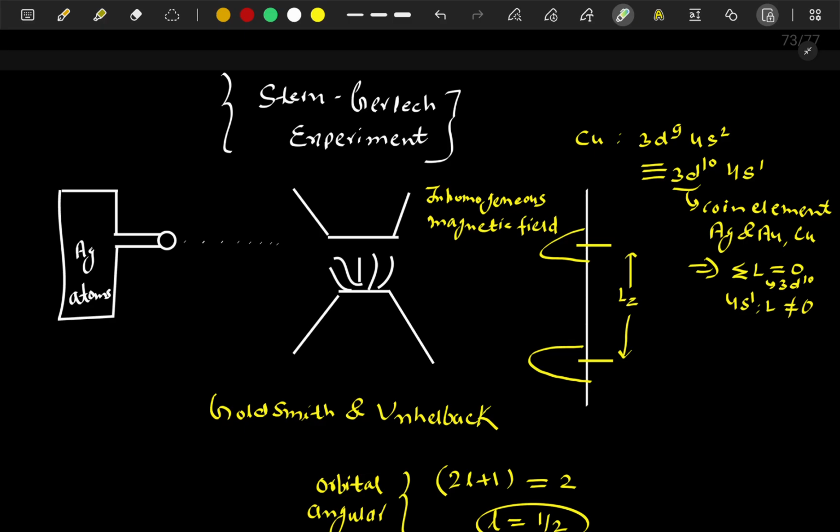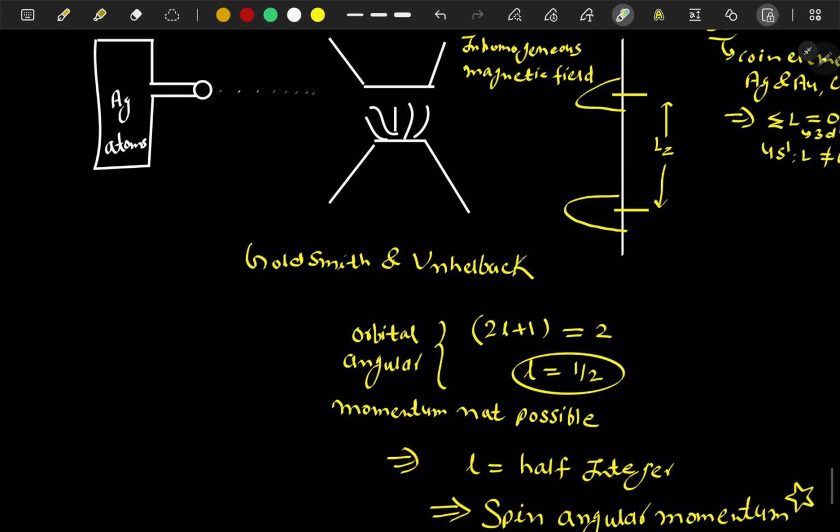Let me explain a few things. Silver, copper and gold are said to be coinage elements, and for coinage elements the 3d subshell is fully filled. So the sum of angular momentum because of these paired electrons will be 0, because no electron is left for motion. But for the 4s1 electron, L should not be 0. So only one peak, one pattern should be observed. But here we are having two patterns.